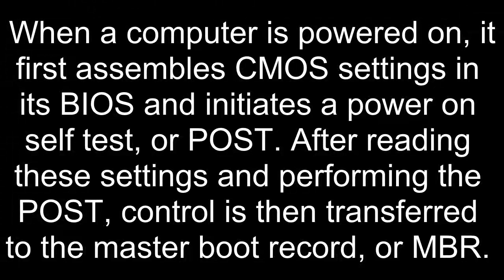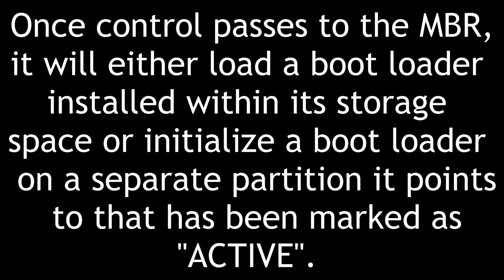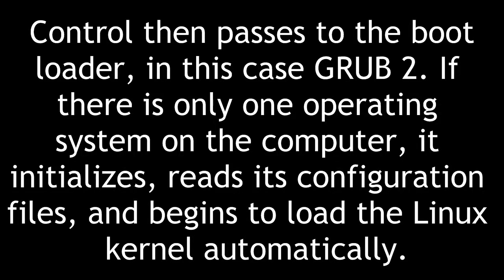When a computer is powered on, it first assembles CMOS settings in its BIOS and initiates a power on self-test, or POST. After reading these settings and performing the POST, control is then transferred to the Master Boot Record, or MBR. Once control passes to the MBR, it will either load a bootloader installed within its storage space or initialize a bootloader on a separate partition it points to that has been marked as active. Control then passes to the bootloader, in this case GRUB2.